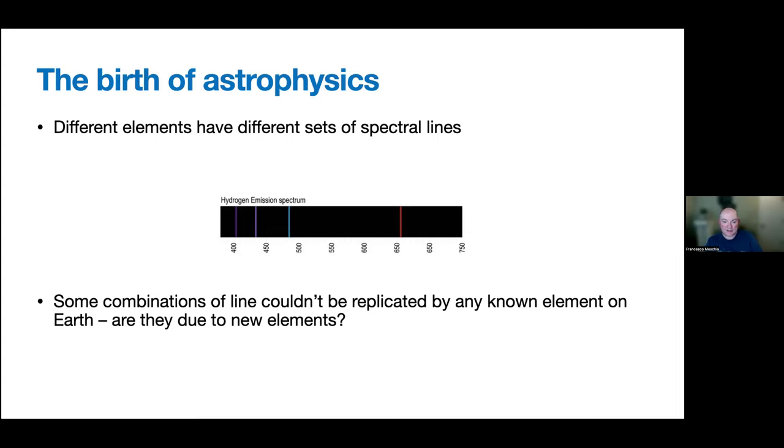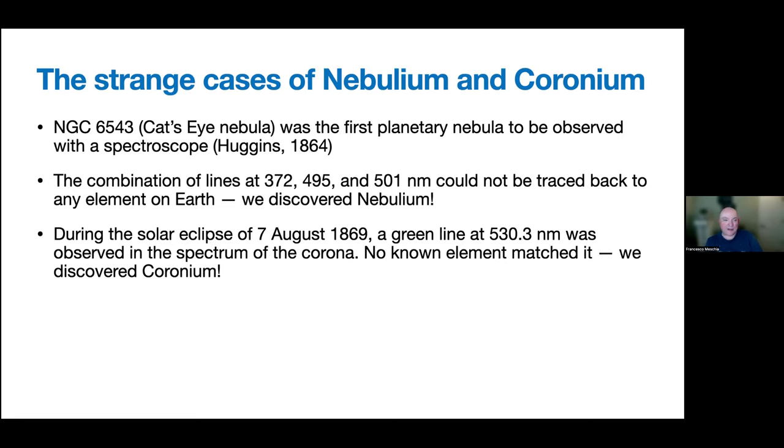But despite the fact that they had these atlases, and some mathematical rules that allowed them to predict what wavelengths they would expect from an element, there were some combinations of lines that couldn't be replicated by any known element on Earth. And so people started wondering, are they due to new elements that we haven't discovered yet? And I'm bringing here the two cases that are the most famous ones.